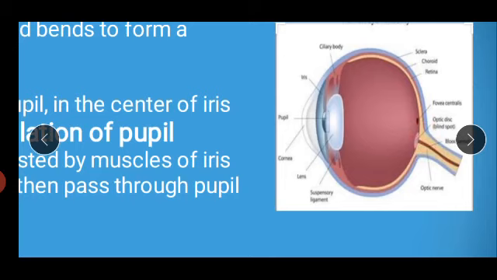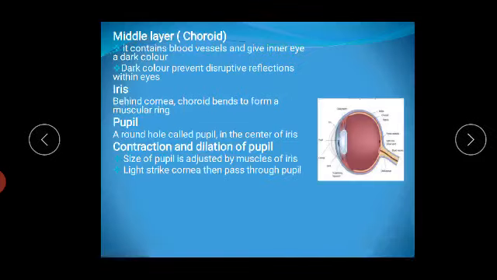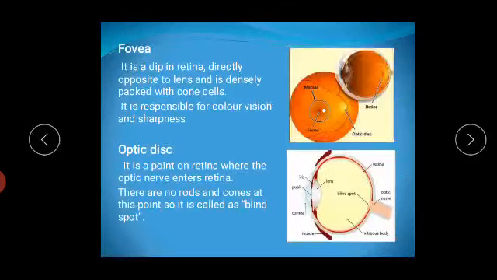This point is called the optic disc and no rods or cone cells are present. That is why this point is also called the blind spot. Optic disc, it is a point on the retina where the optic nerve enters the retina. There are no rods and cones at this point, so it is called the blind spot.